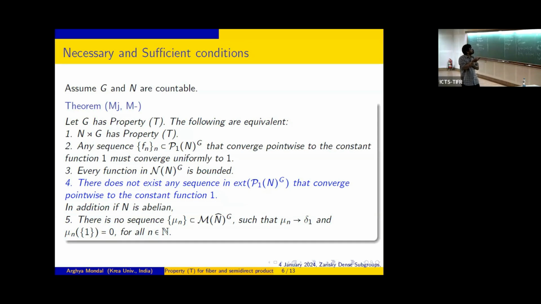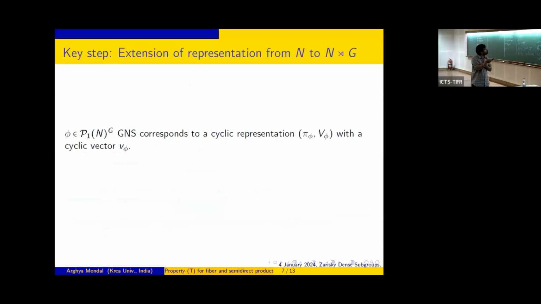So let me make one comment about this proof, which is that, as I said, in a semidirect product, when I am looking at property T, we are looking at representations of the whole group N semidirect product G. But the equivalent conditions all deal with the representations of the subgroup N. And so at some point, given a representation of N, you have to extend it to a representation of N semidirect product G. And this is the key step.